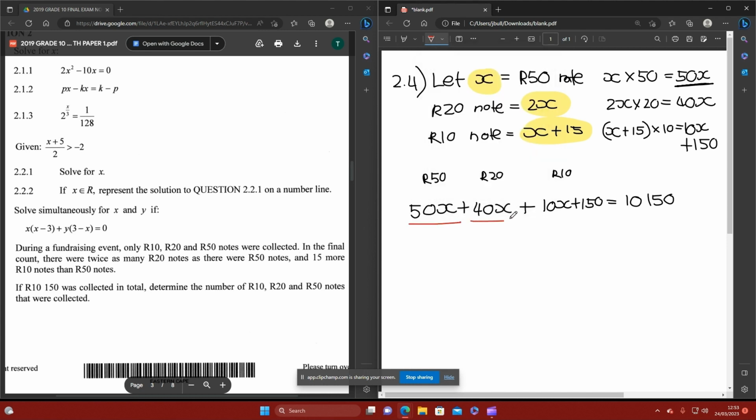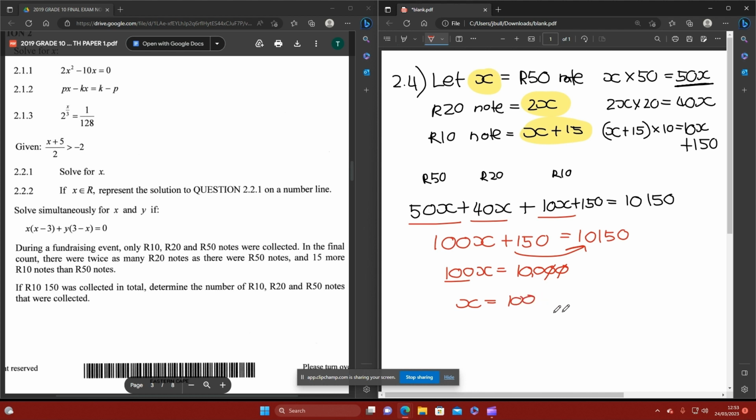So what I would say is we add these x's up first. 50 add 40 is 90, add 10 is 100x, plus 150 that we still got there gives us that total. We want to get x by itself, so we're going to take that across, take away the 150, so 100x is this 10,150, take away the 150, so it's just 10,000. And then 10,000 divided by that 100 is going to give us x is 100.